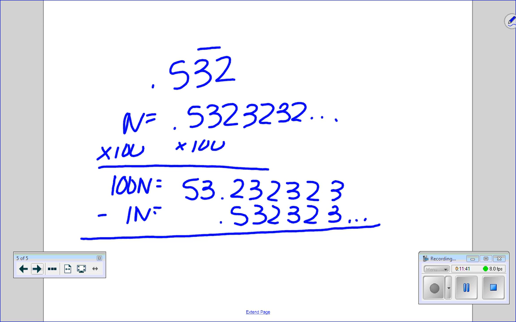You trying by yourself, you guys? Go for it. I'll stop if you want to try, and then I'll show you. You might have to borrow here because 2 minus 5 doesn't work. So 52.7 equals 99n. Actually, that's right.